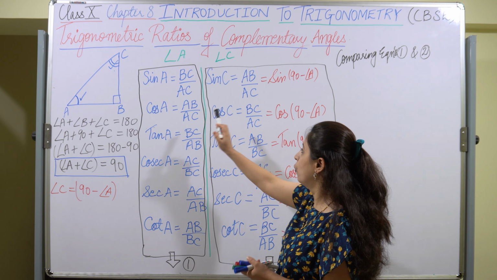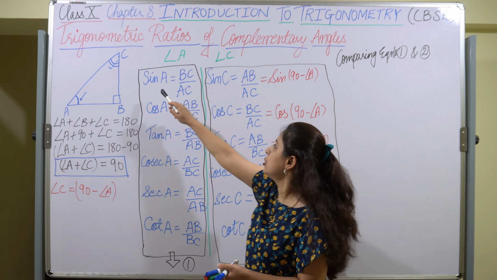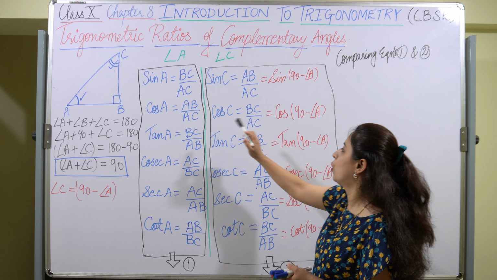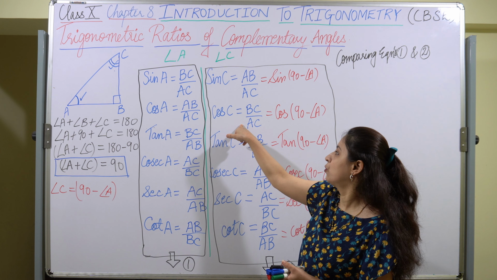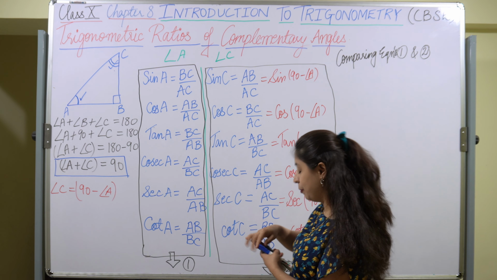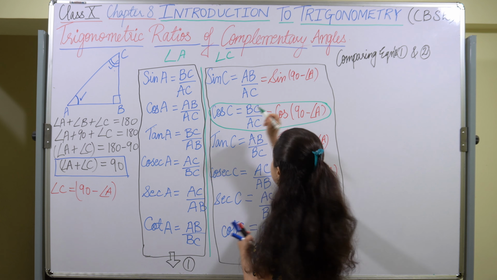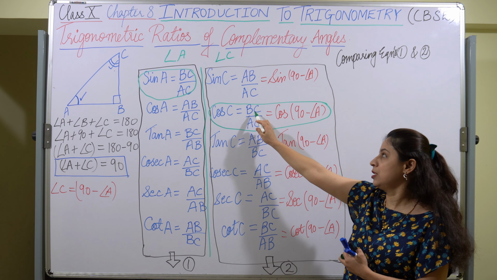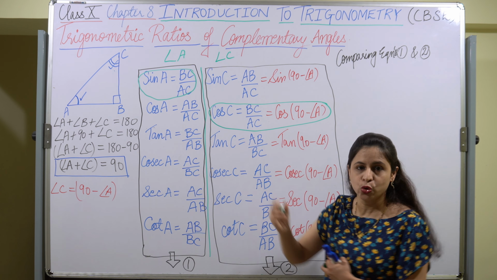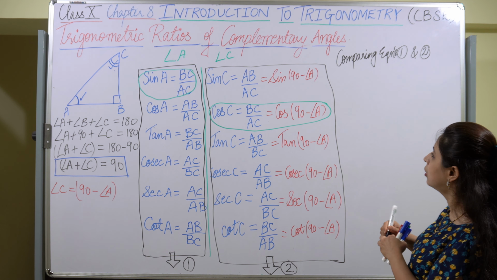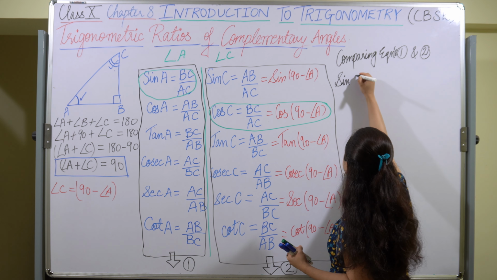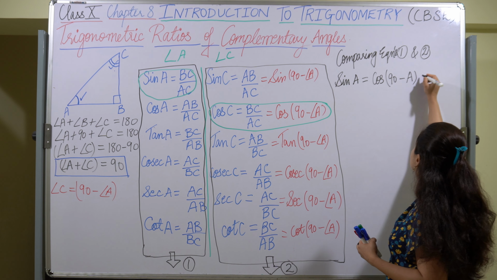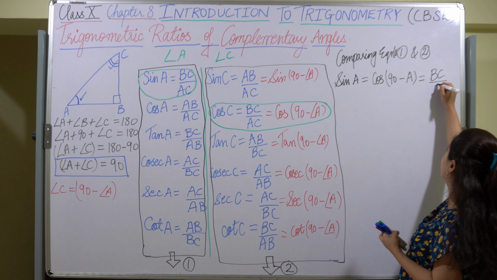Now clearly see over here that RHS of sin A is equal to RHS of cos C. I'll be marking here with a circle. This RHS is equal to BC upon AC, and here also this RHS is equal to BC upon AC. So we can equate these two. So we'll be getting sin A equal to cos 90 minus A equal to BC upon AC.